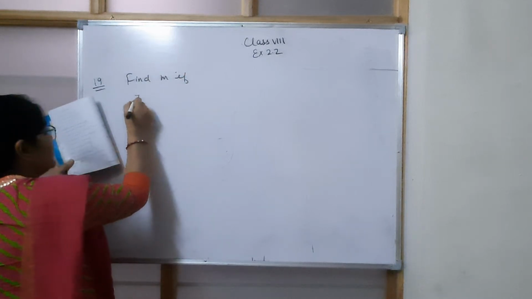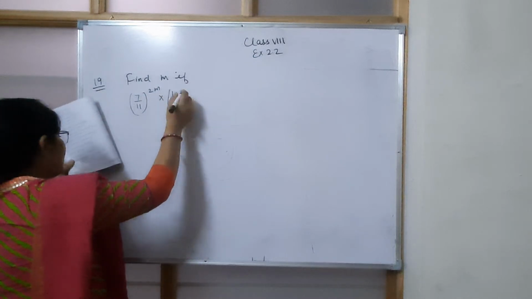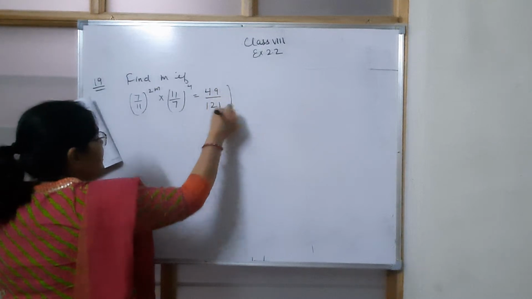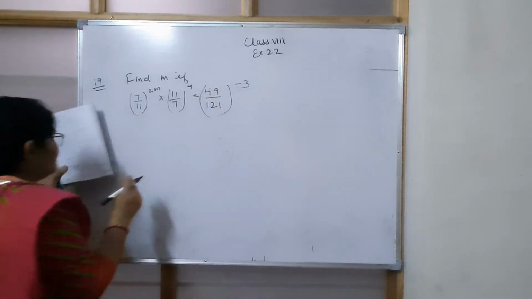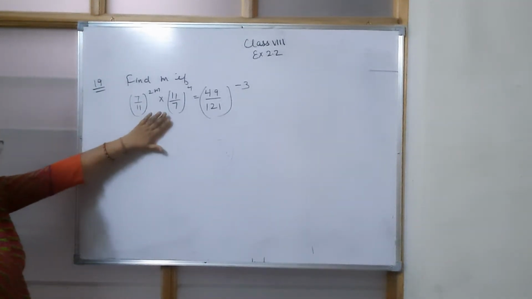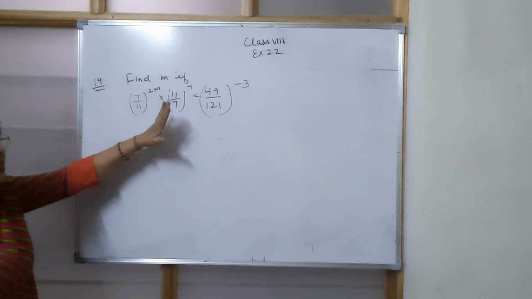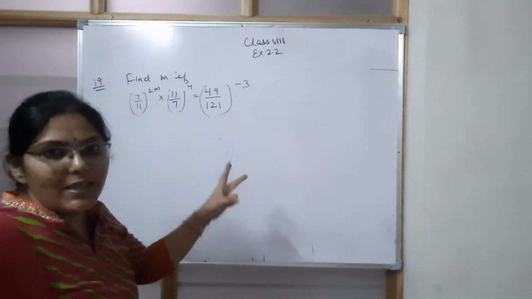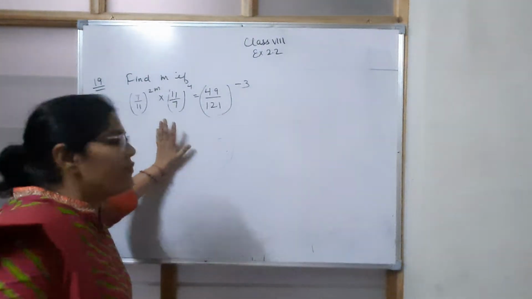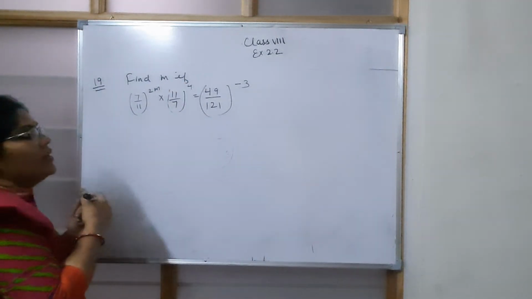If 7 upon 11 raised to the power 2n into 11 upon 7 raised to the power 4 is 49 upon 121 raised to the power minus 3. Okay, we can apply the law here, but we have a problem. Our bases are not the same. Here it is 7 upon 11, here we have 11 upon 7. They are reciprocals, so if you take the reciprocal of one of the numbers, we will get the same base. You can do that with either one.